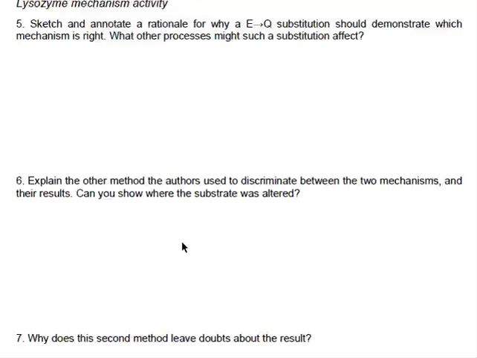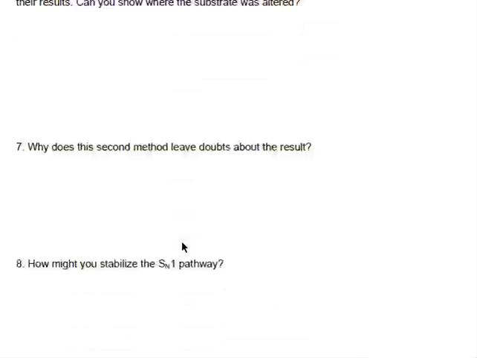Finally, or almost finally, why does the second method leave doubts about the result? Well, suffice it to say that they've sort of guaranteed themselves the answer that they wanted to see, right? They've stabilized the intermediate, and therefore they are bound to see the intermediate. That doesn't prove that there's not another pathway that is useful or utilized in the absence of all of the manipulations that they carry out.